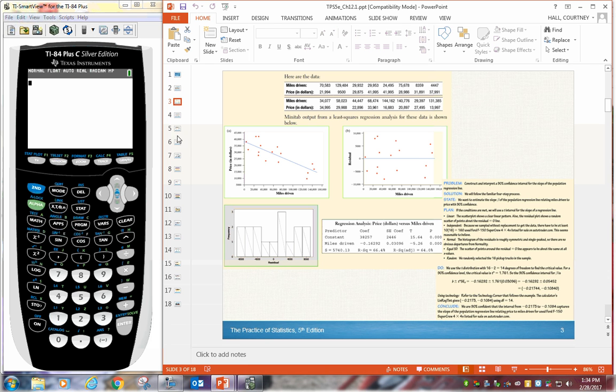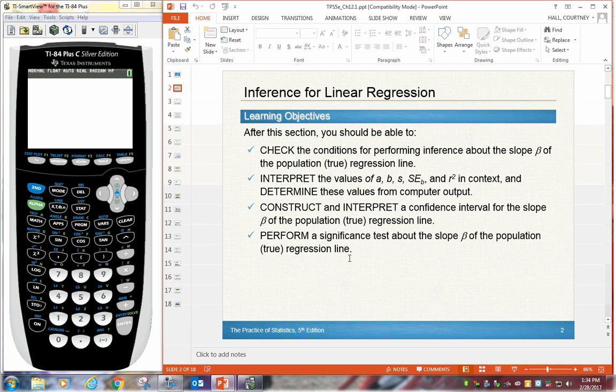On your practice worksheet, they're only going to give you the computer printout, so you won't be able to put it in the calculator and actually run it on the calculator. So it's kind of a problem for us, those of us that really like to use the calculator. They're going to force us to do it by hand by just giving us pieces of information, not every single data point. And then it also says we're going to perform a significance test about the slope beta of the population true regression line. On your practice worksheet, they're not going to actually have you do an entire test.